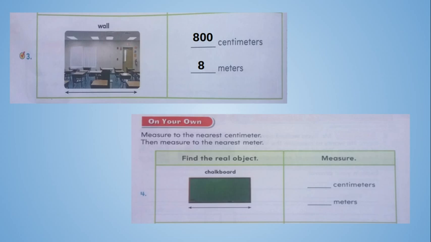The next object I needed to measure was a chalkboard. I didn't have a chalkboard, but I did have a bulletin board. So I went and measured that, and I found that it was 4 meters long. About how many centimeters is 4 meters? Well, 100 plus 100 plus 100 plus 100 equals 400 centimeters. I bet you're getting the hang of this.